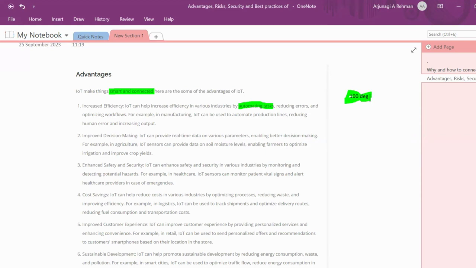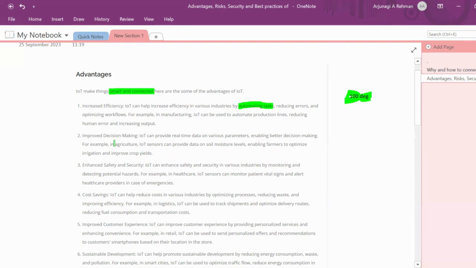So in the same fashion, in various industries, be it manufacturing, be it transportation, be it healthcare, IoT increases the efficiency by reducing the error. So now let's see the second advantage. So improved decision making. IoT can provide real-time data on various parameters, enabling better decision making.